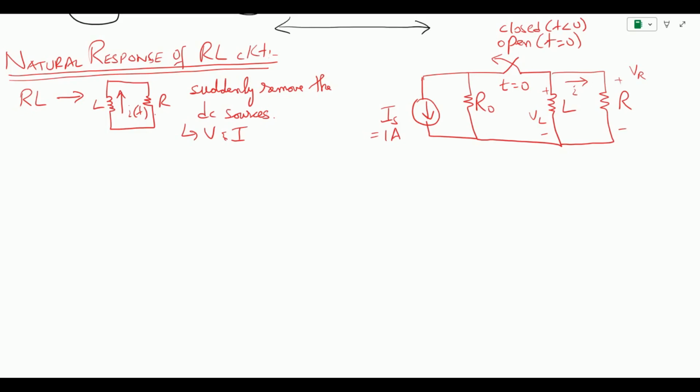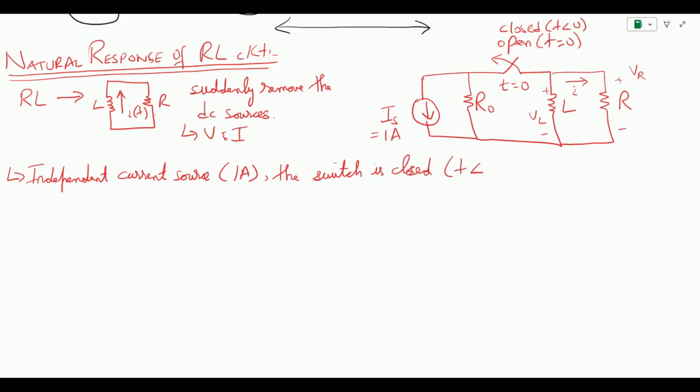So we assume that we have an independent current source of, let us say, 1 amp, and we say that the switch is closed. Closed means when the time is less than 0 for a long time. So the switch is closed for a long time. Now this term long time is very important, and we are going to understand this.